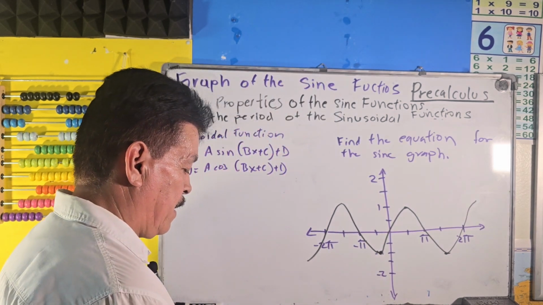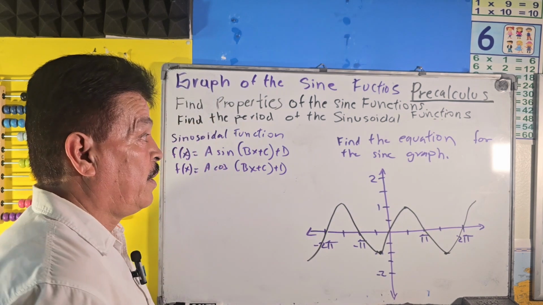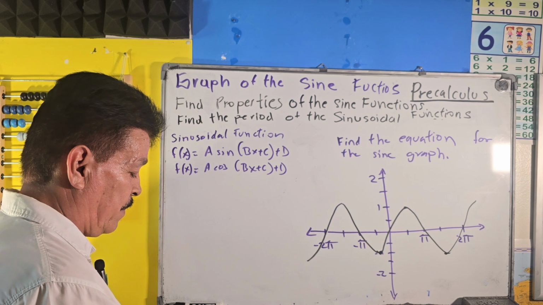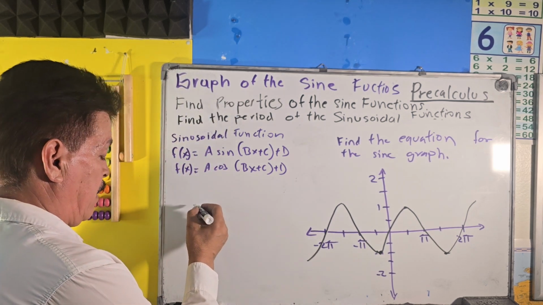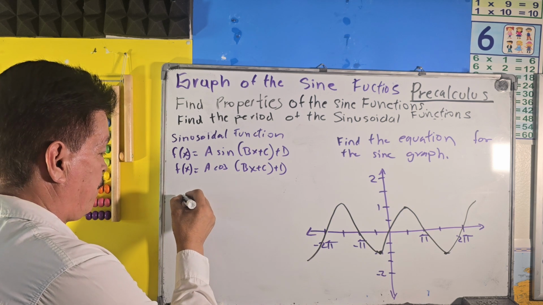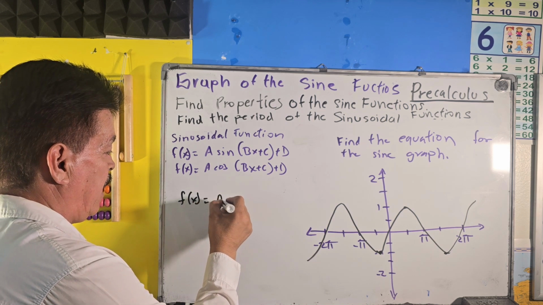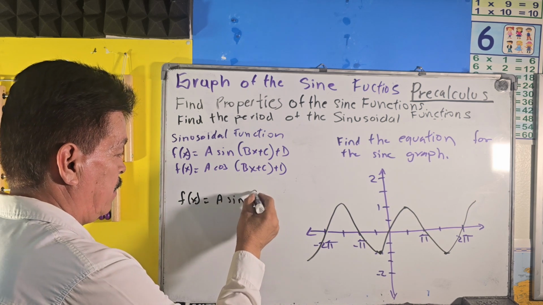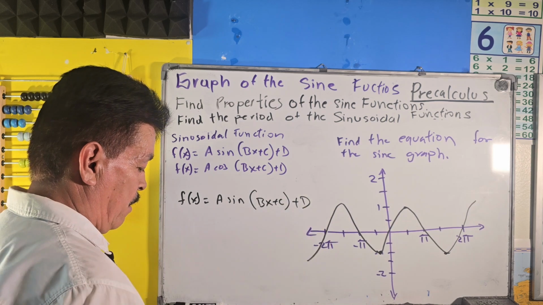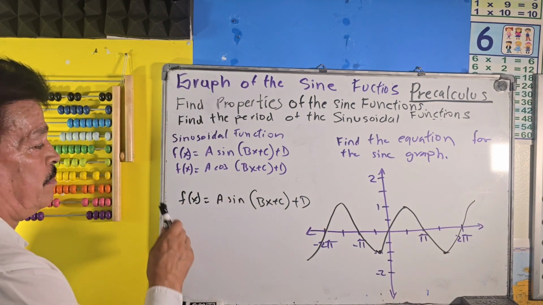Like that, okay? So we have here this graph. We have to find the equation for the sine graph in this question. So we have the form f of x equals a sine bx plus c plus d. All right. So we have to solve this problem.